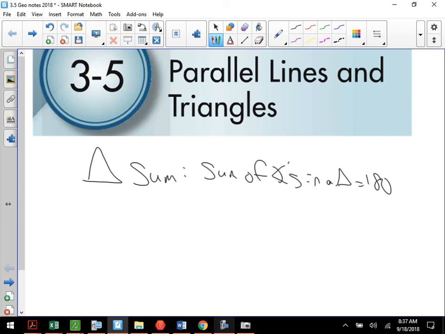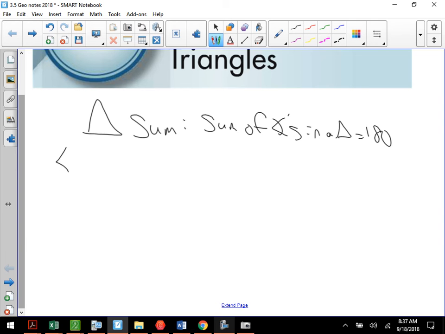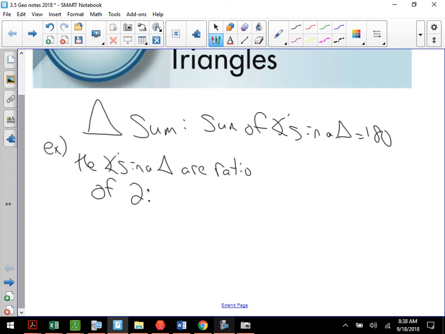You've actually used it. One of the things that'll be a little bit different is that sometimes it might say the angles in a triangle are in the ratio. Remember we talked about ratios before? Let me do an example here. The angles in a triangle are in the ratio of, let's see, 2 to 3 to 4. What are the angles?